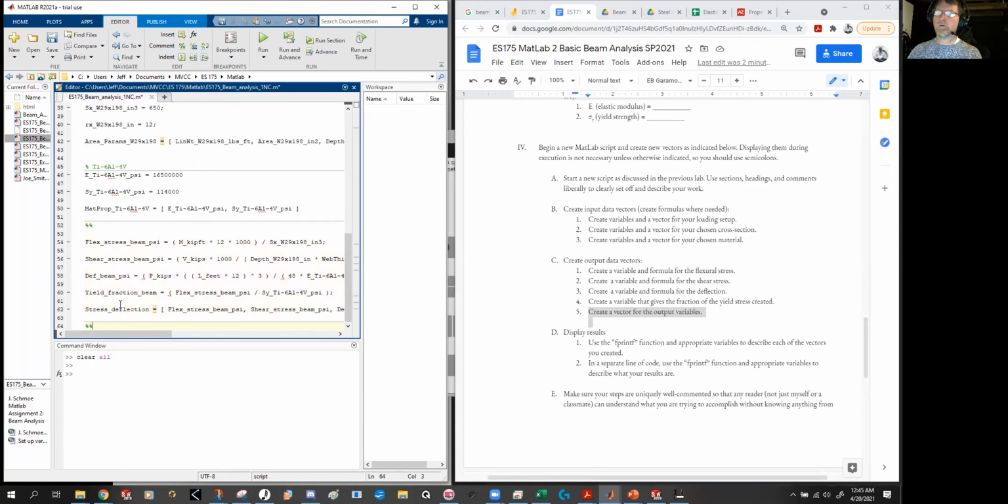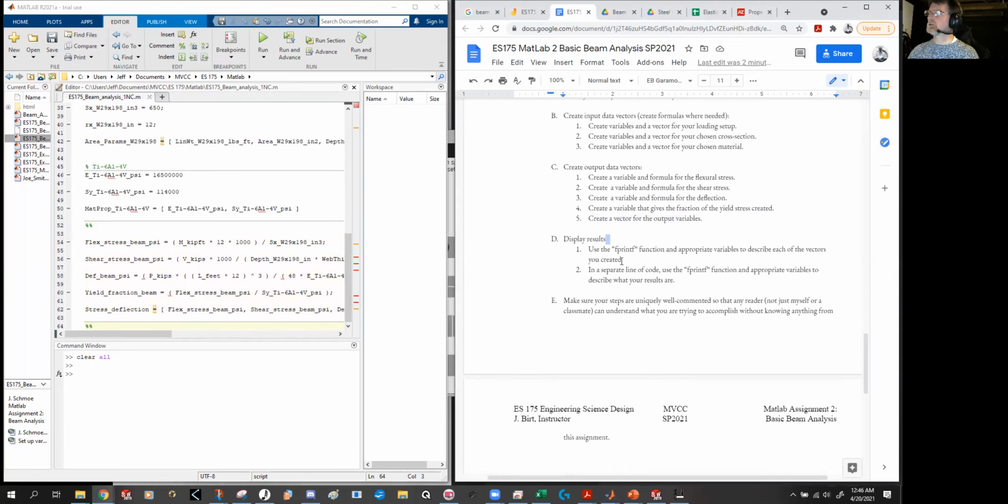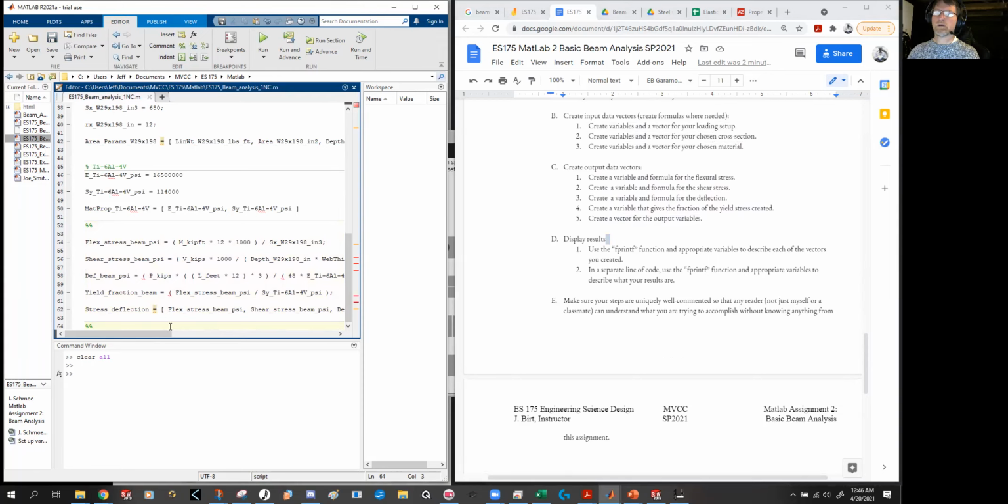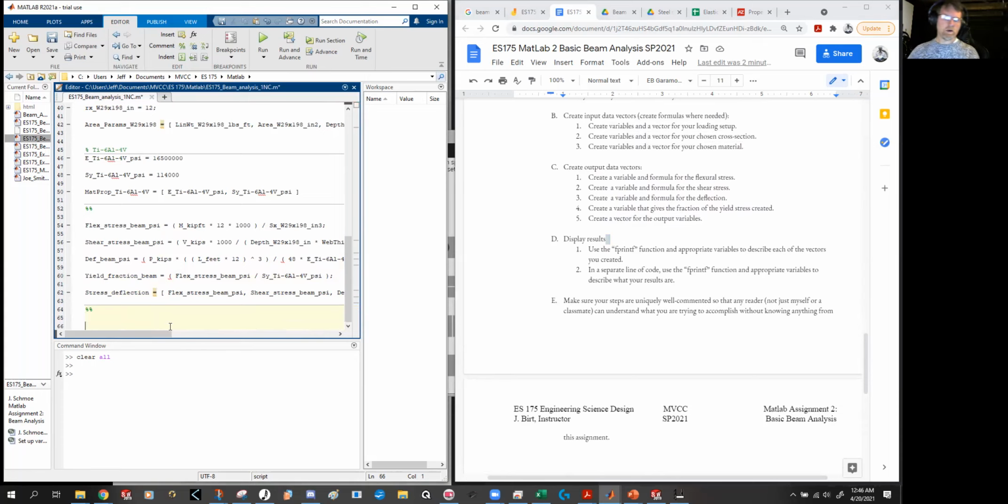Now, going to start a whole new section here. So we're almost done. Display the results using Fprintf. I want to make it look good. That's why I'm using Fprintf. There's a lot more things that you can do with that. So again, comment every step of the way.